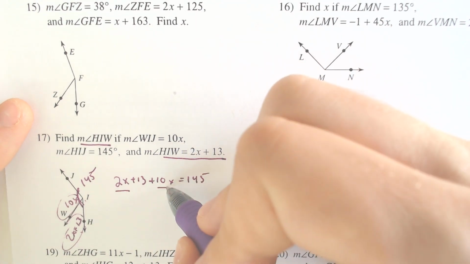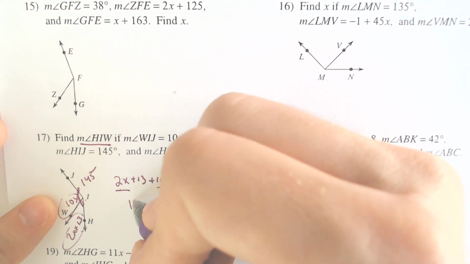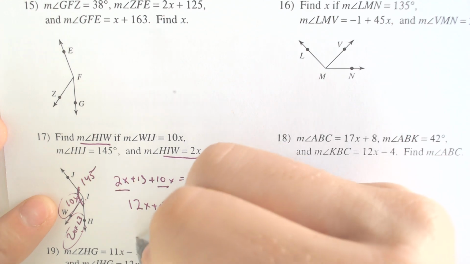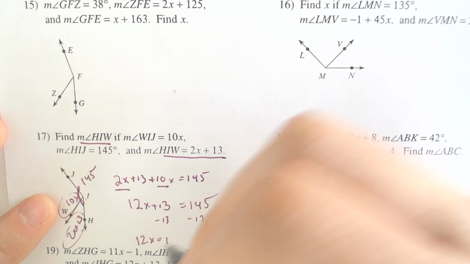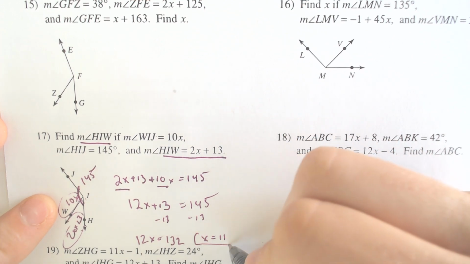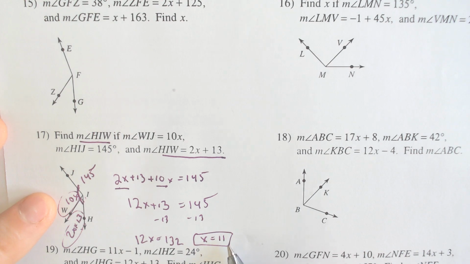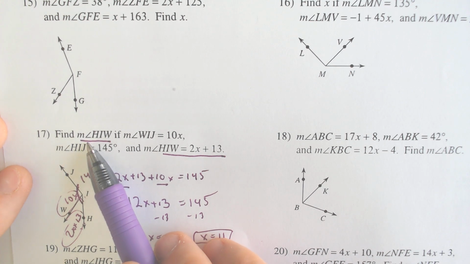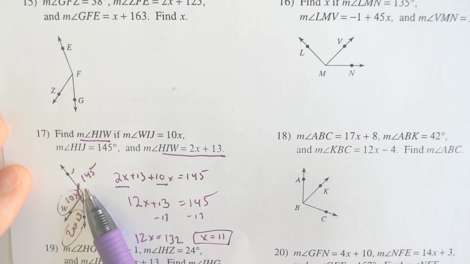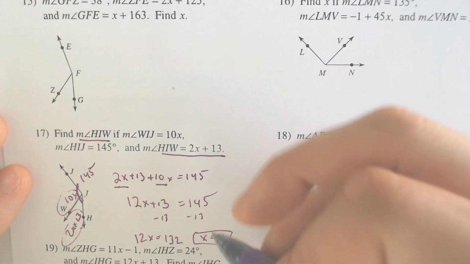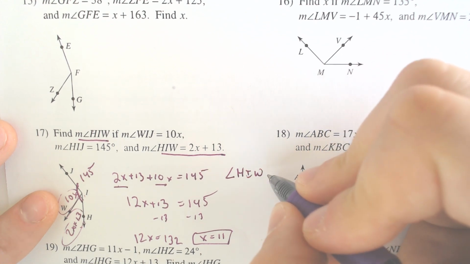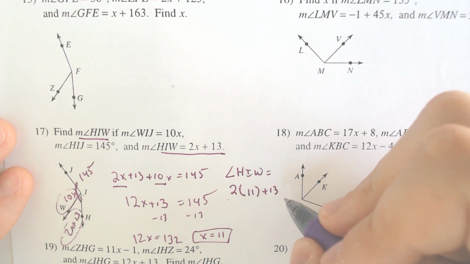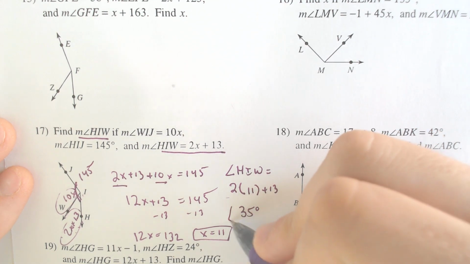Well, we combine like terms, which I didn't do on the last problem right away. 2x and 10x makes 12x plus 13 is equal to 145. Subtract the 13. 12x would equal 132. And if we divide, you find out that x is equal to 11, which is not the final answer. Always double check to make sure that you're getting the answer that you want. You want to find the measure of angle HIW. HIW is this part right here, which has the 2x plus 13, so I have to plug in 11 for the x. So it's 2 times 11 plus 13. 22 plus 13 ends up being 35 degrees for angle HIW.